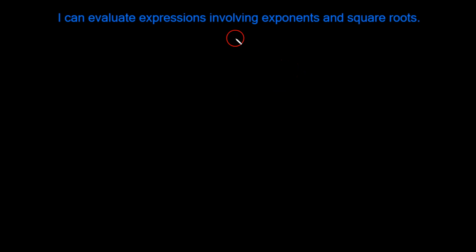So we know square root is just the inverse of squaring a number. Just like the inverse of multiplication is division, the inverse of addition is subtraction, and the inverse of squaring a number is finding its square root.